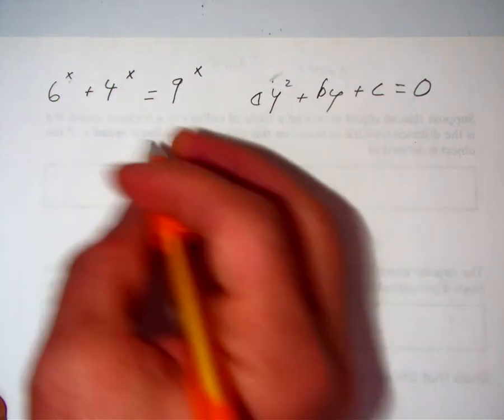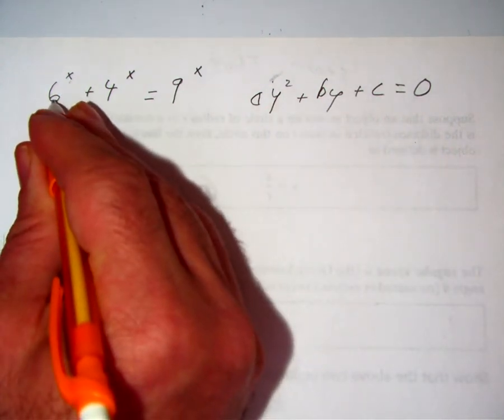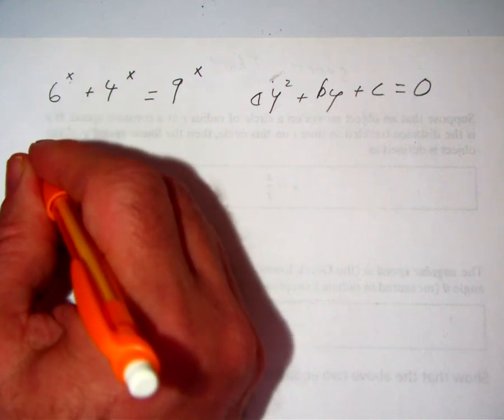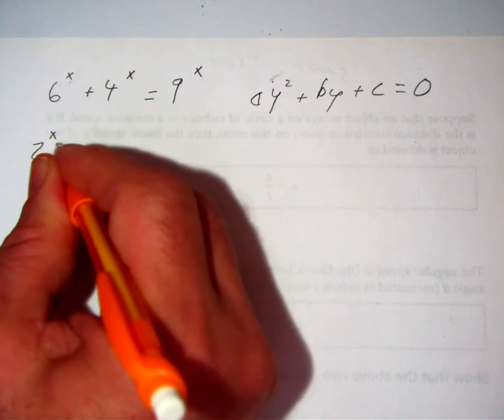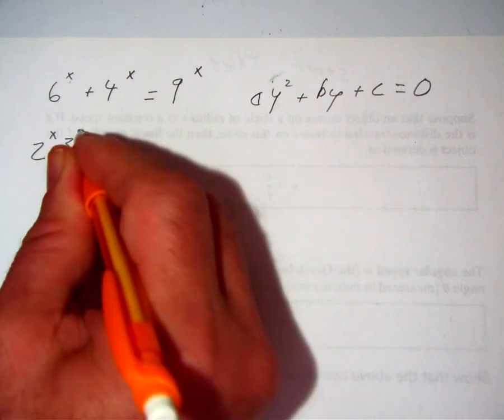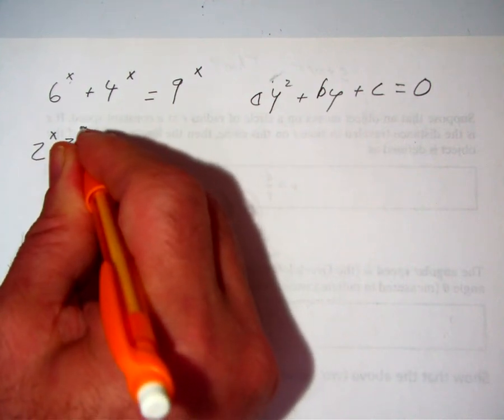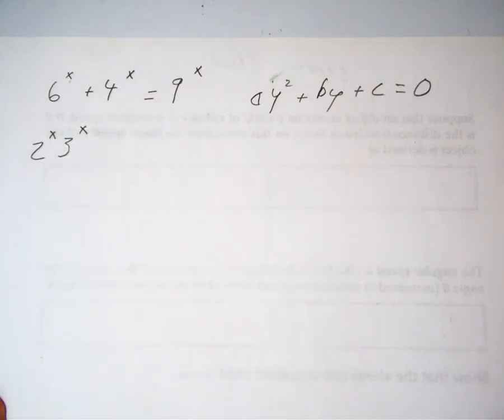Now, 2 times 3 is 6, so you can write this as 2 to the x times 3 to the x. And a number of you did this just fine. I'm not trying to do this for the whole group. But anyway, I just wanted to show it because there were a few of you that kind of got lost on it.